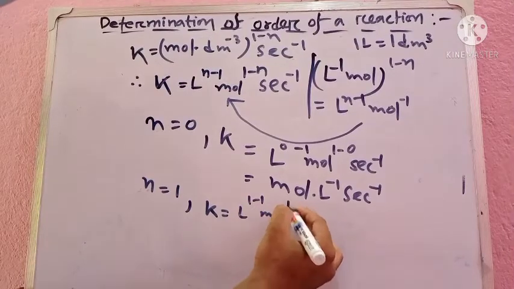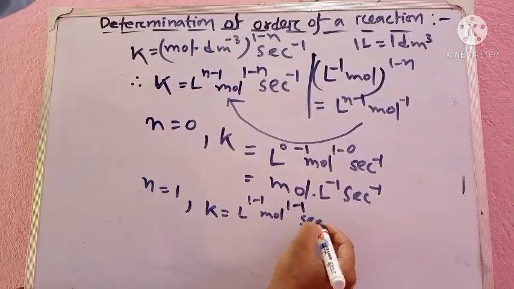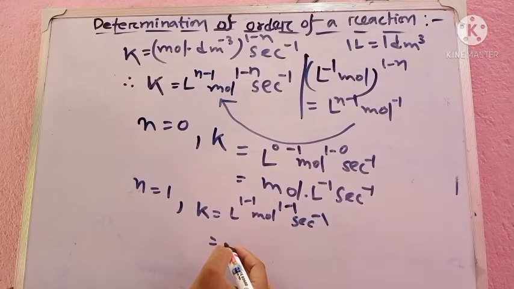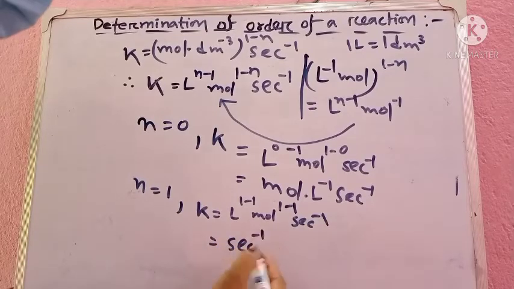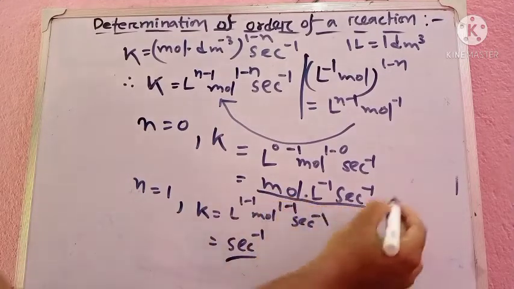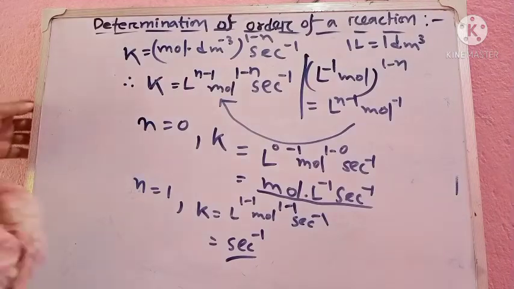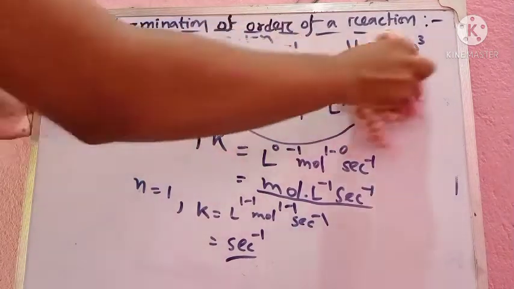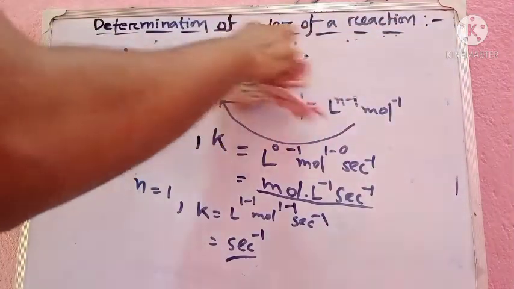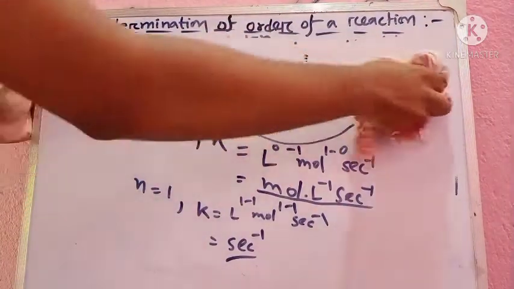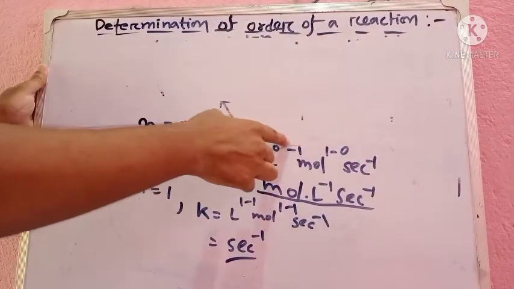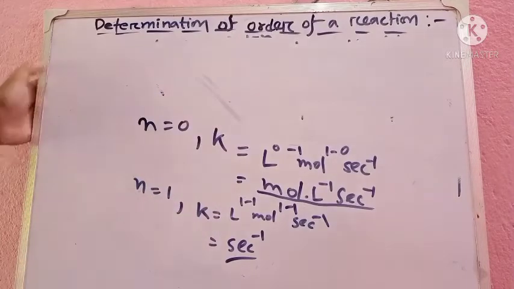And now n equals 1, that is first order reaction, and we get the unit of first order reaction, that is second inverse. In this process we determine the unit of any order reaction. Hope you understand this formula and this concept.